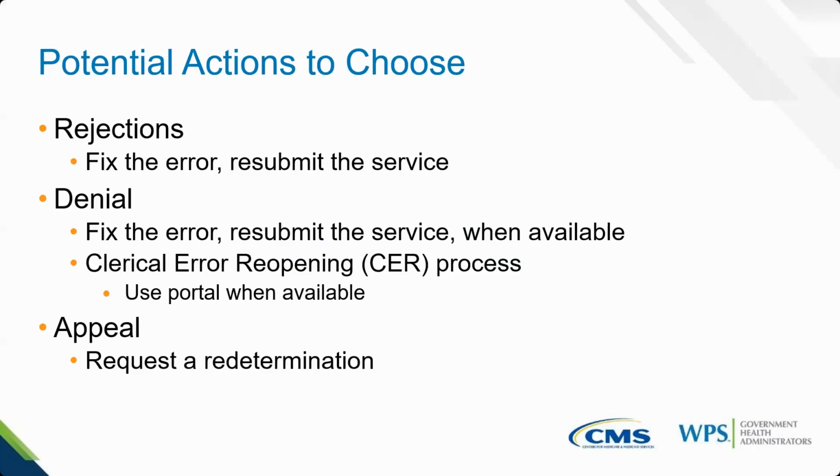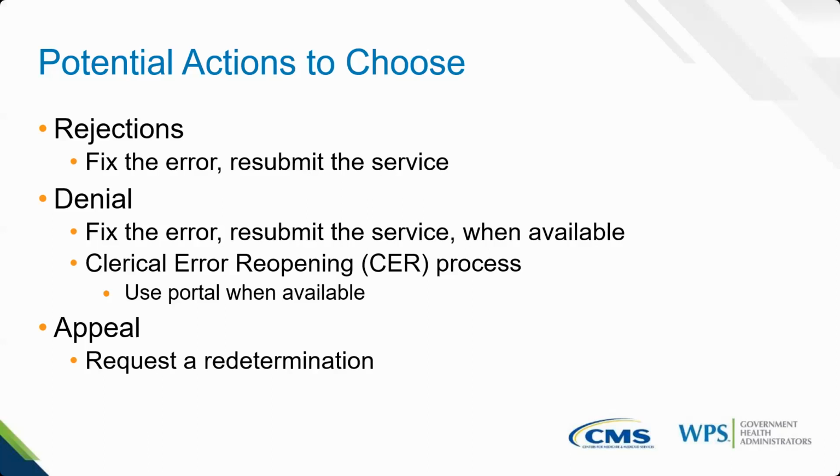So for an unprocessable or rejected claim, you're going to need to fix the error and resubmit the claim to Medicare. If the claim or a claim line denied, there might be multiple actions to choose from. You may be able to simply resubmit the service. You might also be able to use a process that we call the clerical error reopening. CMS defines clerical errors, including minor errors or omissions, as human or mechanical errors on the part of the party or the contractor. I'll talk more about that process later in this webinar.